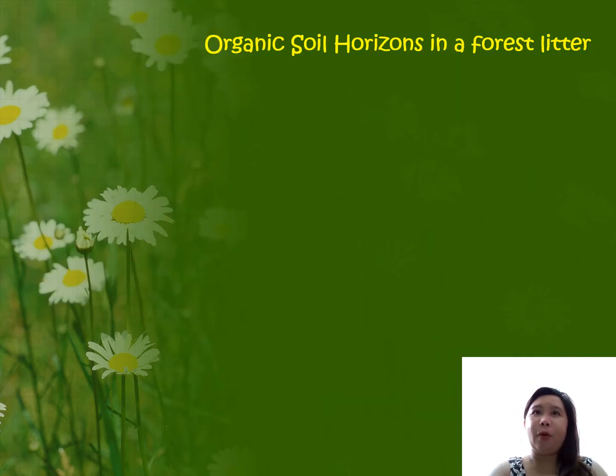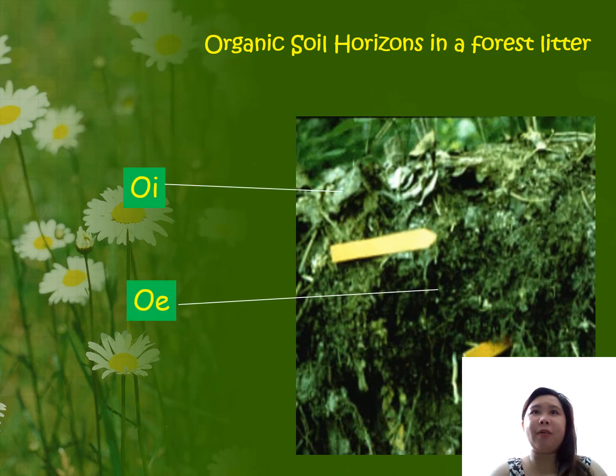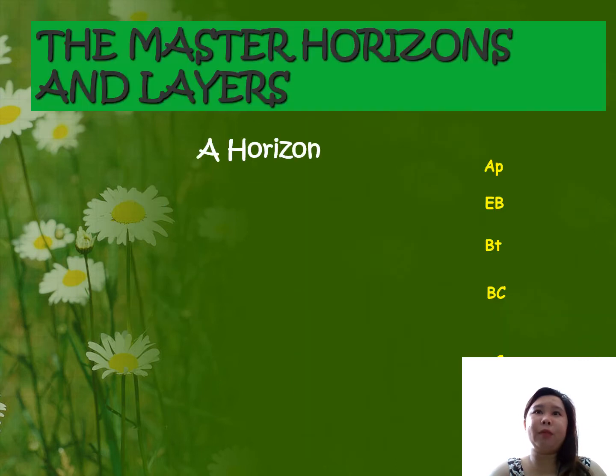Another example, so we have organic horizons in a forest litter. We have here the Oi and the Oe layer. Oa can be hardly seen in this example. Next, after O, we have the A horizon.